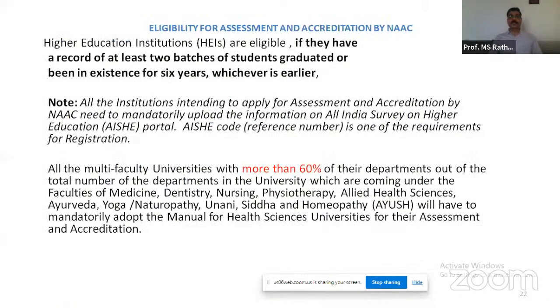Now comes the eligibility criteria. Which institutes are eligible? There are basically two criteria: the institution has to have a record of at least 2 batches of students graduated, or have been in existence for 6 years. Whichever is earlier, the institution can go and apply for NAAC accreditation. Usually if it is a 3 or 4 year graduation course, 2 batches would have passed out.